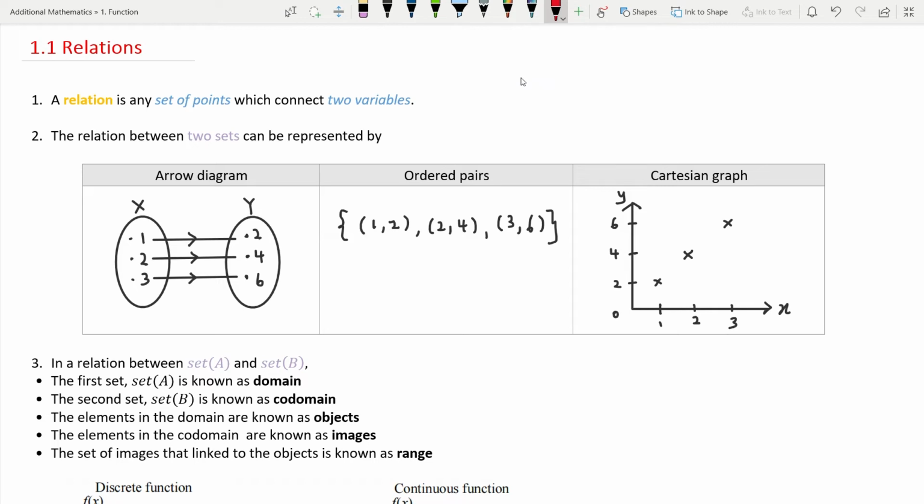The relation between two sets can be represented in three ways. The first way is by using an arrow diagram. The second way is by using ordered pairs. And the third way is by using a Cartesian graph. Here we have some examples of how they look like.